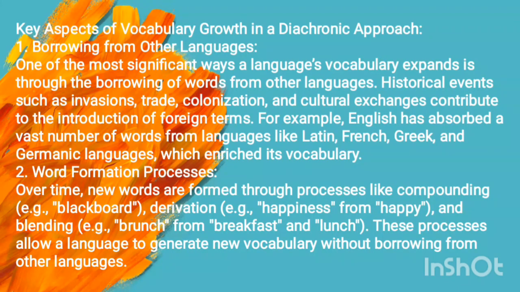A language does not only borrow words, it also creates new words using different methods. First one is compounding. Two words are combined to form a new word. Example, blackboard, black plus board, notebook, note plus book. Then derivation, that is adding a prefix (beginning) and suffix (ending) to an existing word. For example, happiness from happy plus ness. Then unfair, that is from fair plus un.